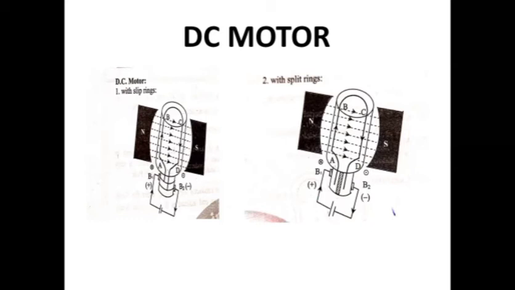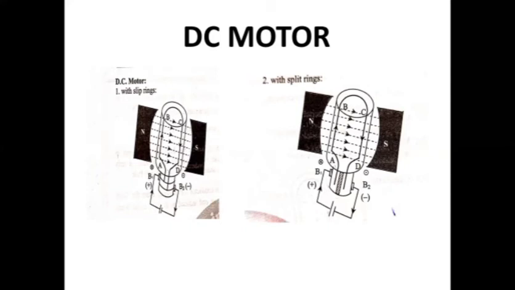Initially, the electromagnetic torque, that is the rotation, was anti-clockwise, but after one half rotation, the electromagnetic torque has become clockwise. So, for one complete rotation, the average torque is 0. Therefore, for DC supply by using slip rings, the motor doesn't rotate, because the average torque is becoming 0.